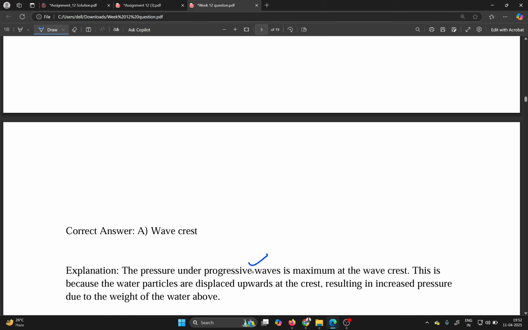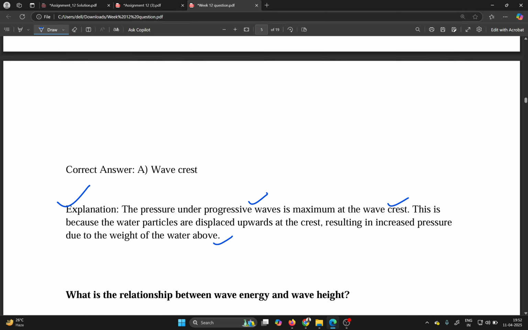So pressure under progressive wave is maximum at wave crest, and this is because the water particles are displaced upward at the crest, resulting in increased pressure due to the weight of water above. Weight of the water above. So remember please the explanation.